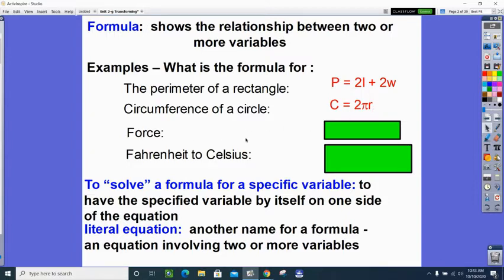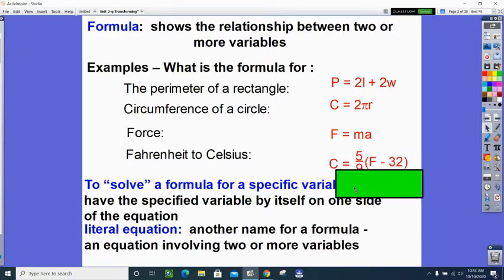How about force? Do you remember the formula in science for force? Did you think F equals ma, mass times acceleration? And again, what if we wanted to solve it for mass? What if we wanted the m variable by itself? And finally, converting Fahrenheit to Celsius. That one's a little bit harder to remember. We will be working with that one in a second. But basically, your Celsius temperature equals 5/9 times the Fahrenheit temperature minus 32. And you notice that 32, of course, is the temperature that water freezes. Fahrenheit is 32 degrees, and Celsius, that would be 0 degrees Celsius.